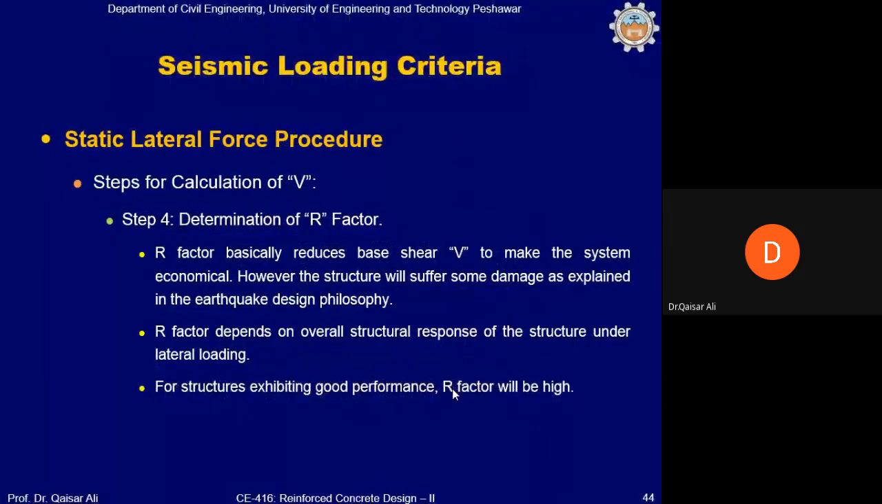R factor, there is some more explanation for R factor. R factor basically reduces base shear V to make the system economical. However, the structure will suffer some damage as explained in the earthquake design philosophy. R factor depends on the overall structural response of the structure under lateral loading.